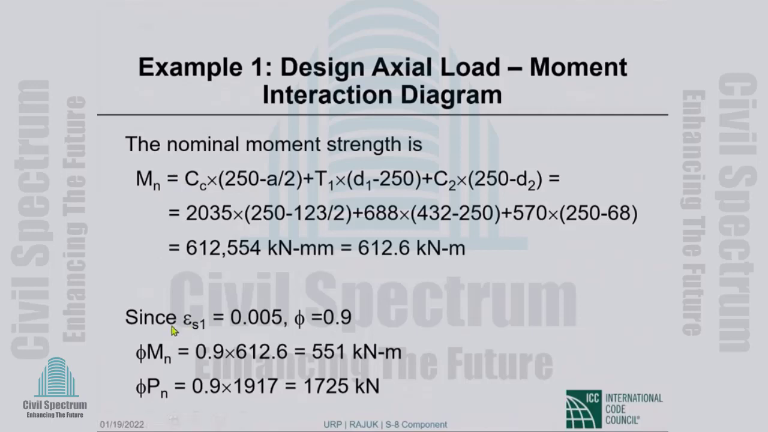Okay. The strain in the tension reinforcement of 0.005 still gives us a tension control section. Phi is 0.9. So phi times M sub N is 551 kilonewton meters. Phi times P sub N is 1725 kilonewtons.